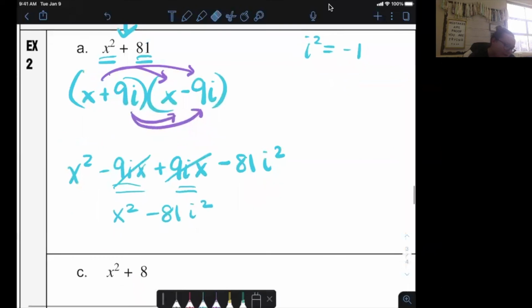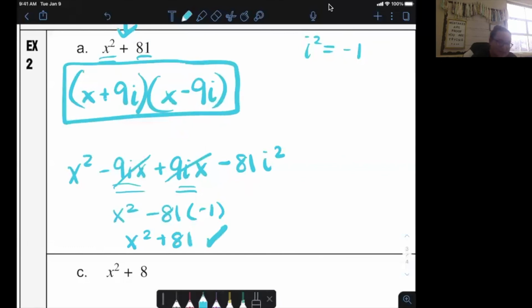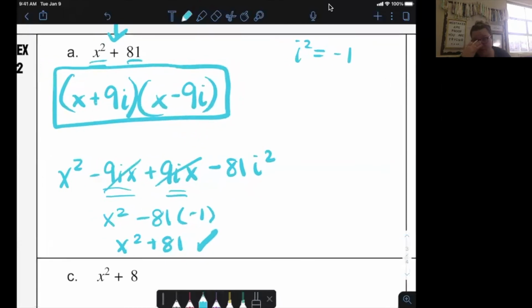Well, what do I know that I can replace i squared with? Make sure you put it in parentheses, a negative 1. Well, what's negative 81 times negative 1? Positive 81. Check it out, it worked. So I know that x plus 9i times x minus 9i factors to get me x squared plus 81. And x plus 9i and x minus 9i are complex conjugates. They're the same complex number, but with a positive and a negative.